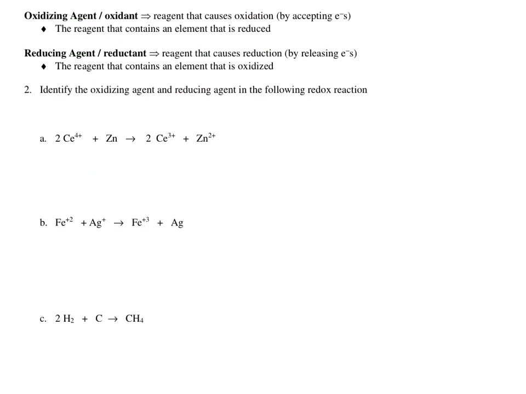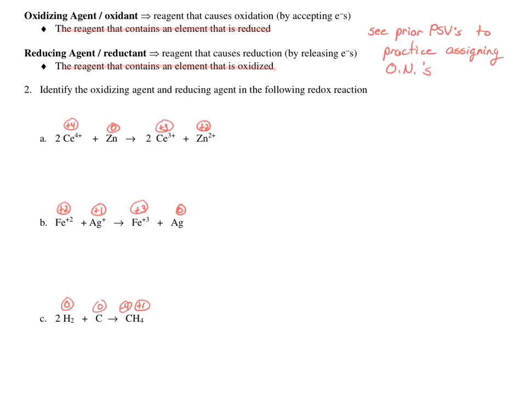So we're going to practice. We're going to identify the oxidizing and reducing reagent in a number of redox reactions. Remember, the oxidizing agent is a reagent that contains an element that's reduced. A reducing agent is a reagent that contains an element that is oxidized. We start by assigning oxidation numbers to all the elements that are changing oxidation number. I'm not going to take time to go through determining how we assign these numbers. See the prior problem-solving videos if you're having trouble with that.